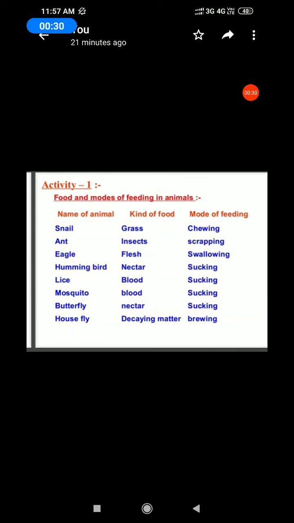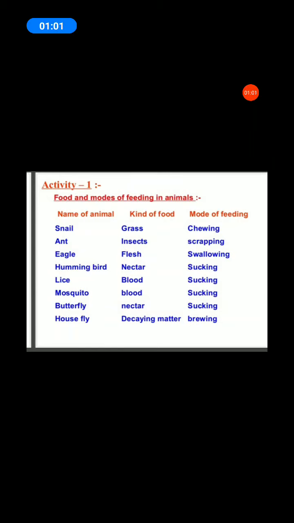Okay, all of you take your pencil and write down the answer. Name of animal, kind of food, mode of feeding. The first one, snail. Kind of food, grass. Mode of feeding, chewing. Ant, insects. Mode of feeding, scraping. Name of animal, eagle. Kind of food, flesh. Feeding, swallowing.